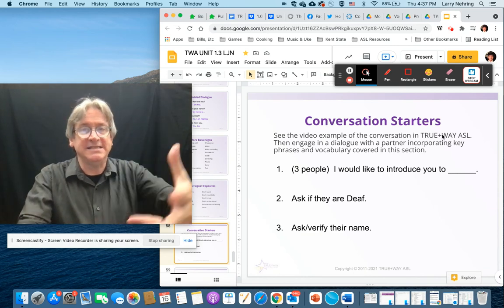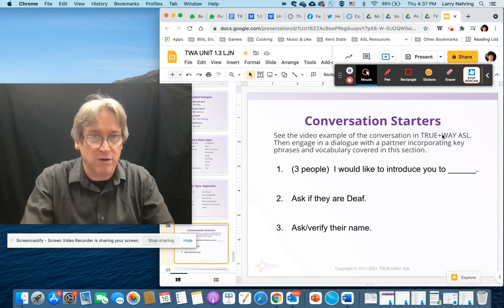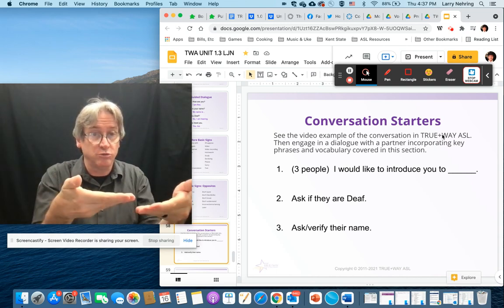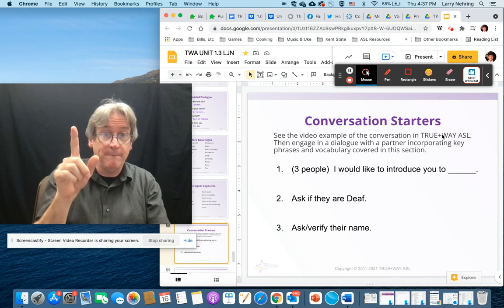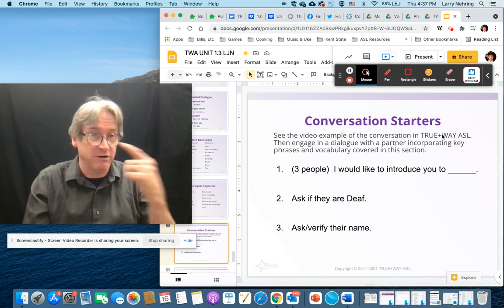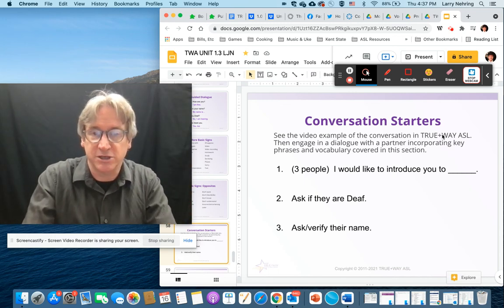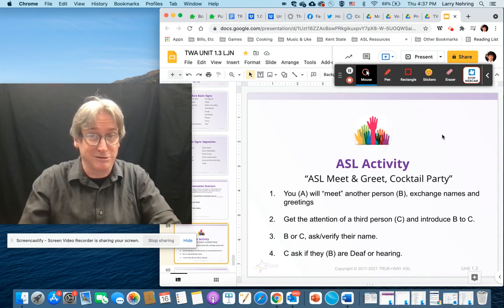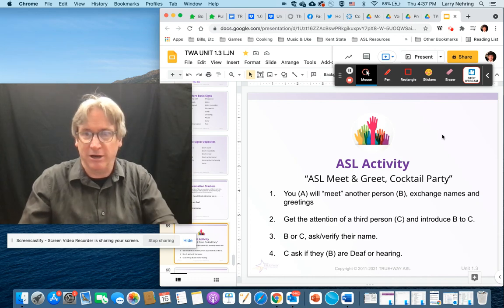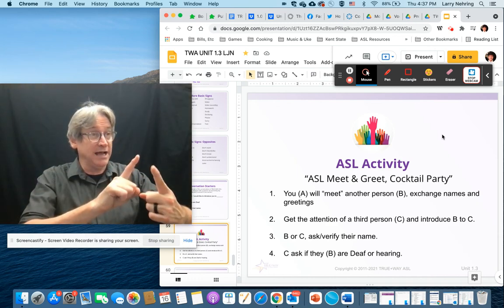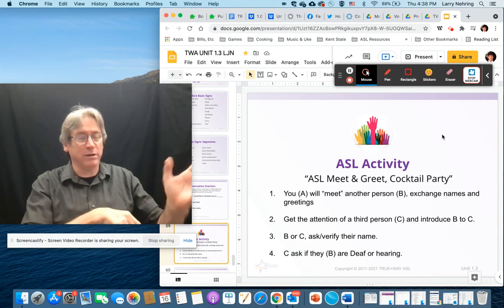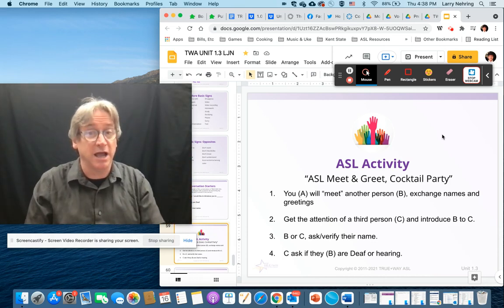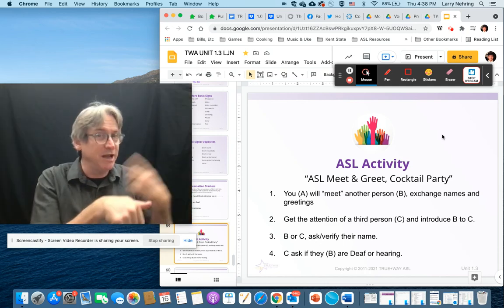And then this is the activity, a conversation starter, something to practice. If you can Zoom with someone, this is a good thing to practice, like introduce, right? And then ask if they're deaf, ask and verify their name. So this is the conversation starter to practice. I would like to do an activity in class where we do a social distance greeting, meet and greet, or cocktail party, where students walk within, or outside of, 6 feet from each other and say, oh, hi, meet them. What's your name? Oh, great.